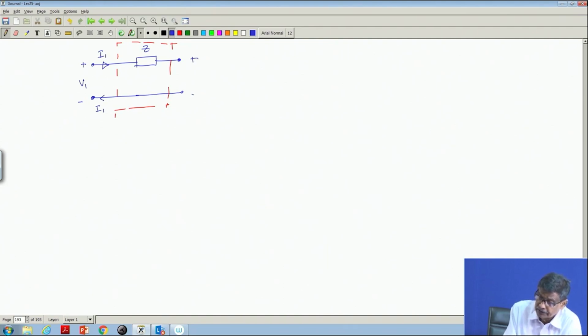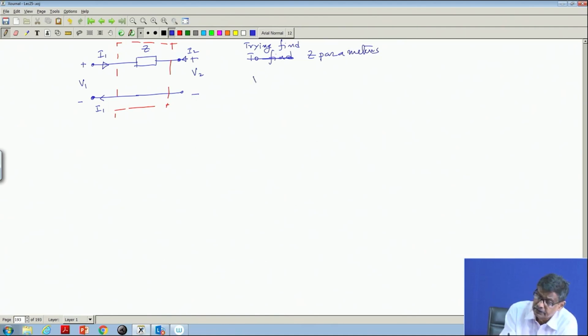Here in the output port, the assumption is this is the polarity of the voltage, and current I 2 enters like this. Now, to find out the Z parameters, we know what I have to do. One way of looking at things, I will tell you so that in simple logic also it can be done. For example, I am trying to find the Z parameters of this two port network.